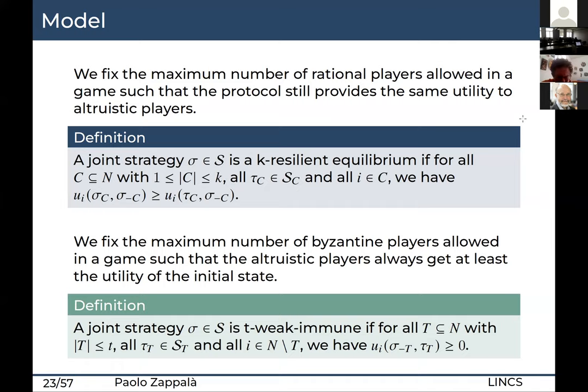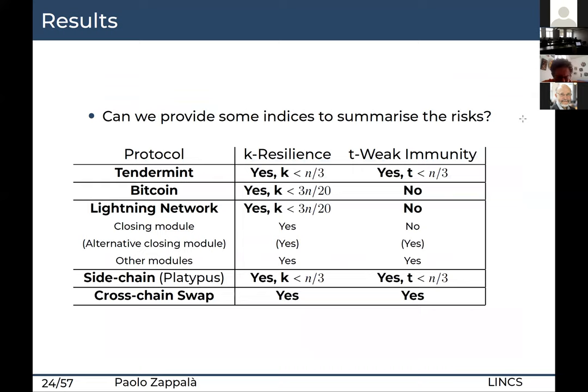These two definitions are quite new. Weak immunity is new, while K-resiliency is already given in the literature. We start from these two indices, K and T, to assign them to every mechanism, so to give a value to every protocol and to prove them. What we did next is to analyze different protocols and assign these values to every single protocol. Do you have questions until now about the modeling idea, from attacks to creating the two indices K and T?